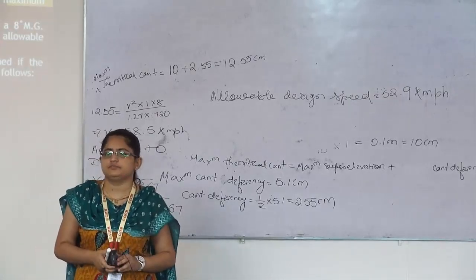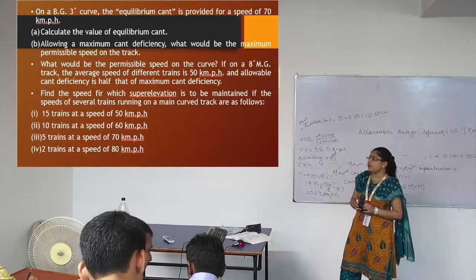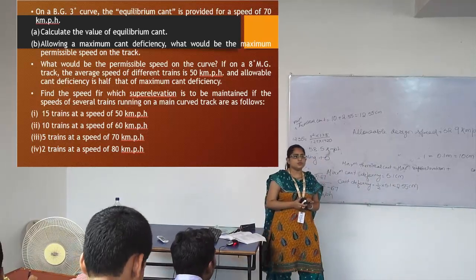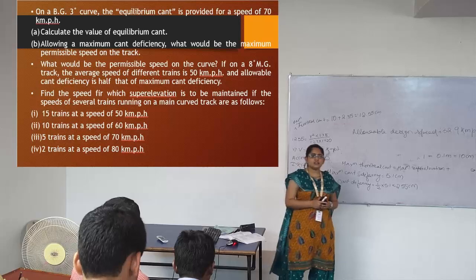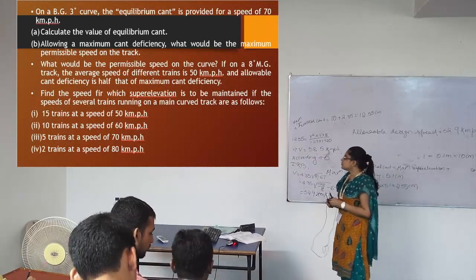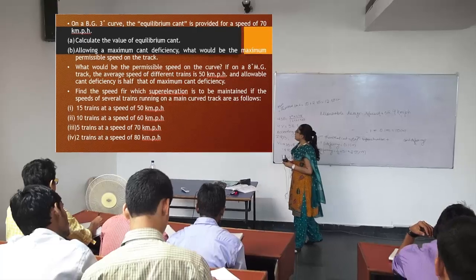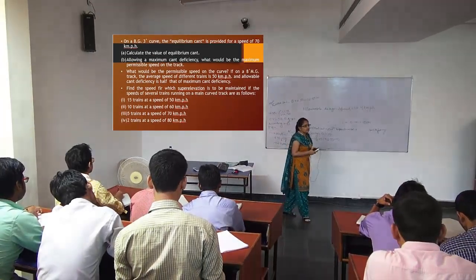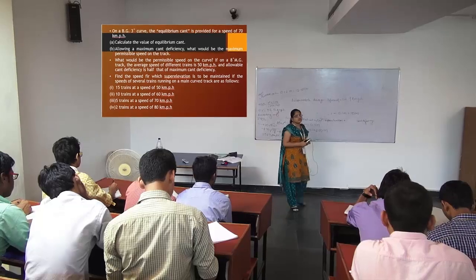Next one, do first. Find the speed for which super elevation is to be maintained if the speeds of several trains running on a main curved track are as follows.